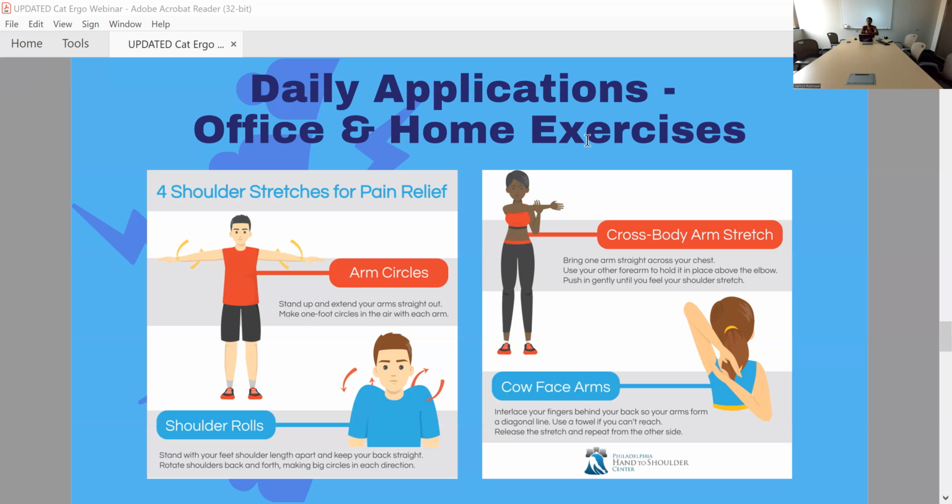Okay, good. The last one that we're going to do for this slide is the cow face arm stretch. If you can't get it all the way, that's totally fine. I would say just do as much as you can without straining yourself too hard. Next time, when you do this on your own time, you can hold a towel to assist you with that stretch, so you're not overextending yourself, but you're still getting the stretch.